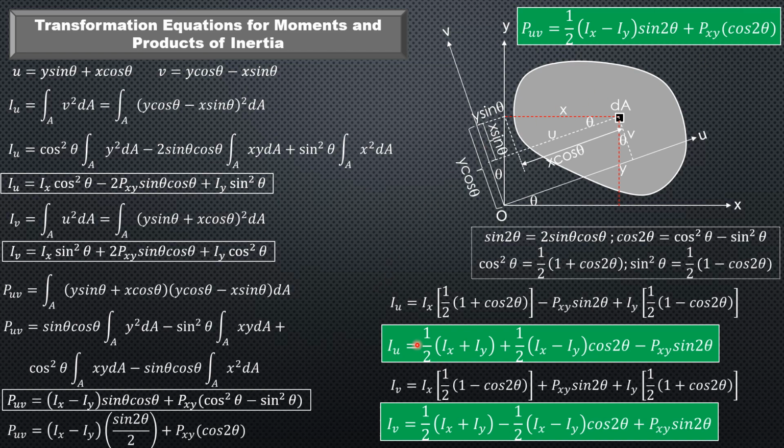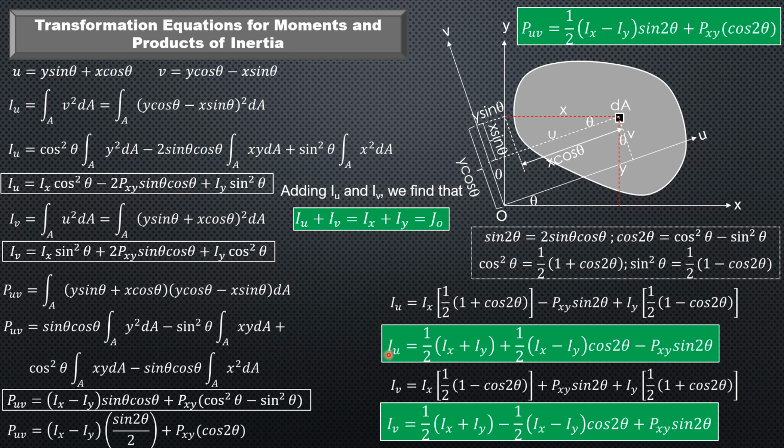So if we add I sub u and I sub v here, the second and third terms will cancel or vanish. Therefore, I sub u plus I sub v is simply Ix plus Iy, as expected. So I sub u plus I sub v equals I sub x plus I sub y, or J sub O, the polar moment of inertia with respect to the origin. So that's it.